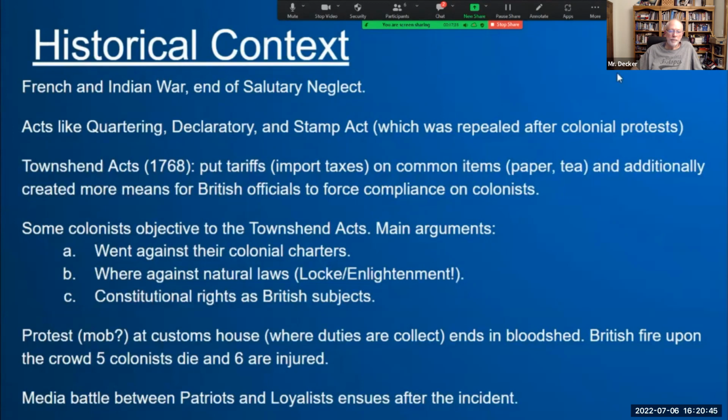After the incident, the governor of Massachusetts immediately ordered an investigation. What also ensued was a battle in the media, with patriots showing the incident as British barbarity, while loyalist media largely blamed the mob. This is where the patriot Paul Revere steps in to create his influential engraving of the incident.